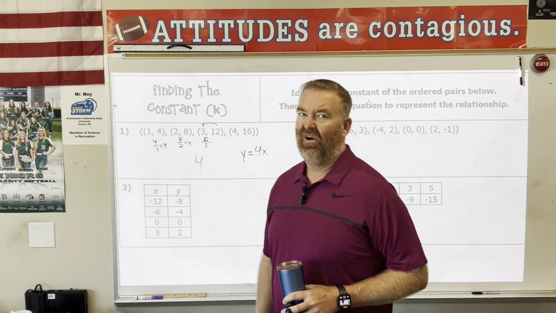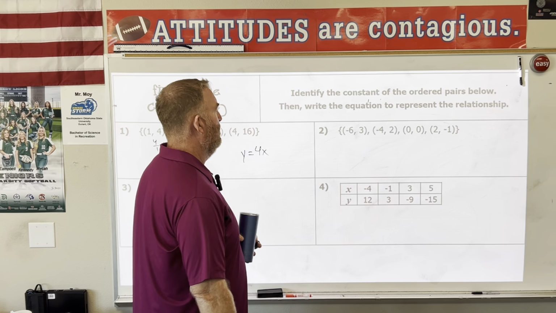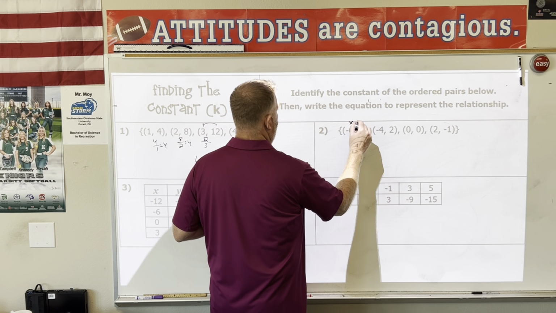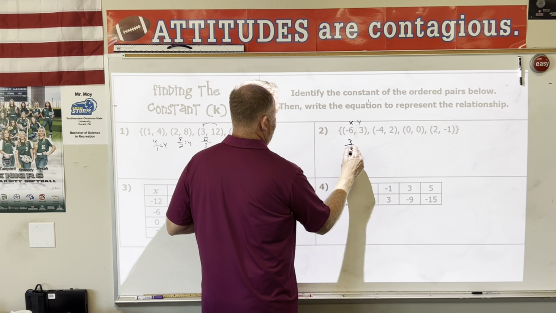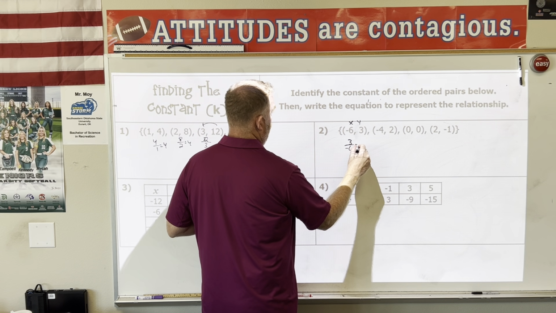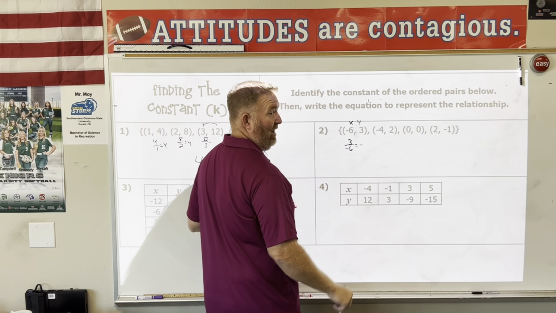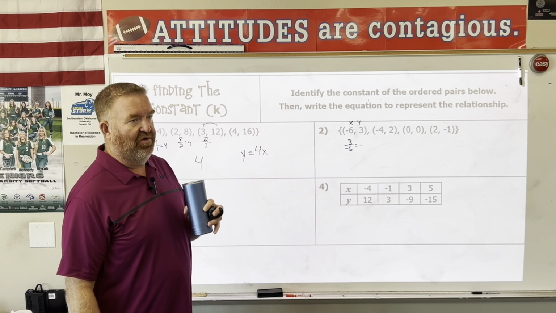All right. Now, some of them aren't going to be that clear cut. So let's talk about the second one. What's my x? What's my y? Y is 3. What's my x? What is 3 over negative 6? Negative what? You have a calculator, right? Alpha y equals? You guys remember alpha y equals 1 on your calculator?